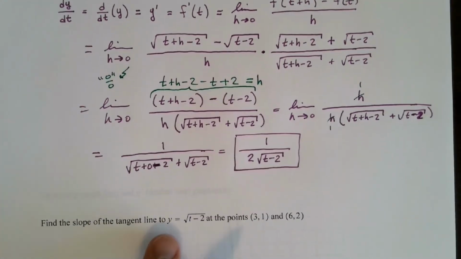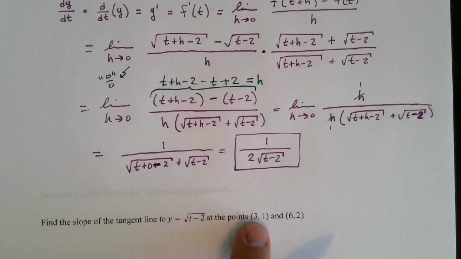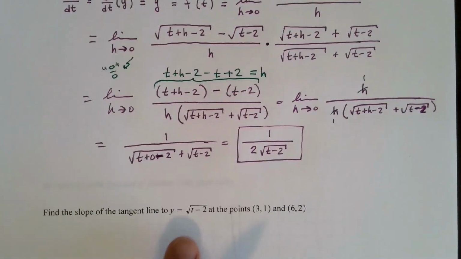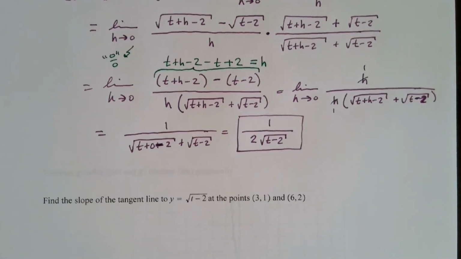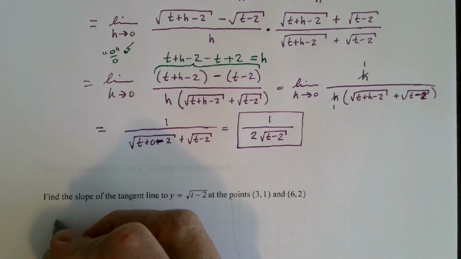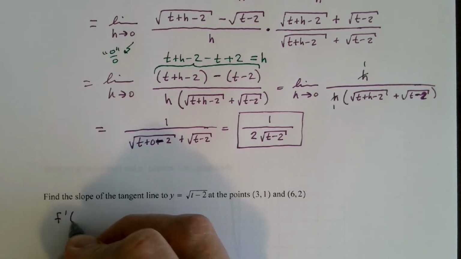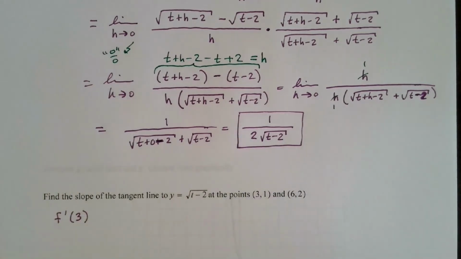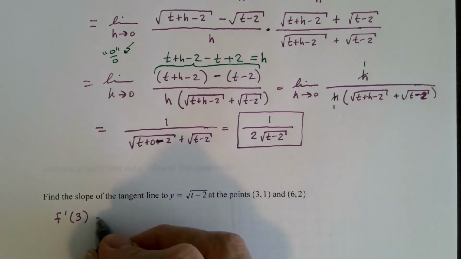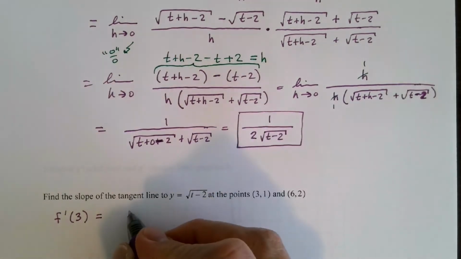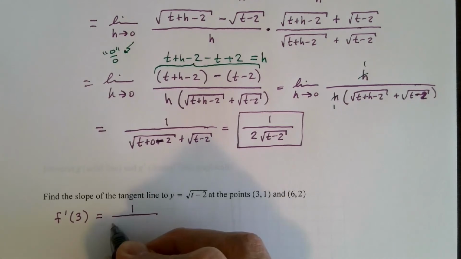So what's the slope of this function? What's the slope of the tangent line, or the slope of the function, at the points (3, 1) and (6, 2)? All right, when I plug 3 into the function, I get 1, and when I plug in 6, as we said, we get 2. What's the slope? Well, the slope is the derivative. So at 3, the slope would be f prime of 3. So input 3, what's our corresponding output according to this function? Replace t with 3.